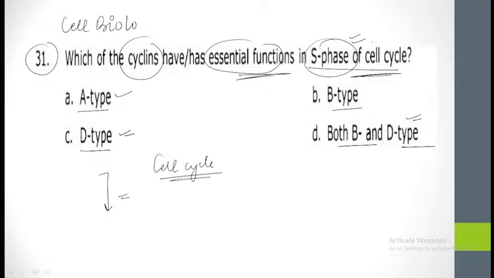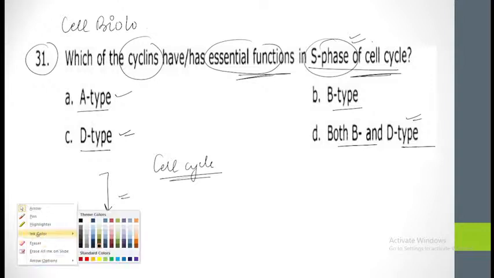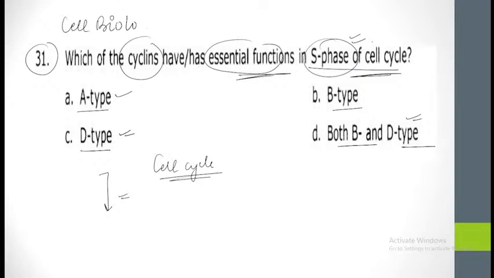The answer is option number A. It is asking which of the cyclins is found in the S phase. So in the S phase we have A type of cyclin. Okay, let me give you a quick understanding of what the cell cycle is, what cyclins are, and so on.